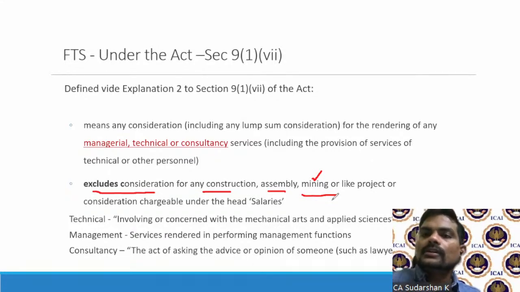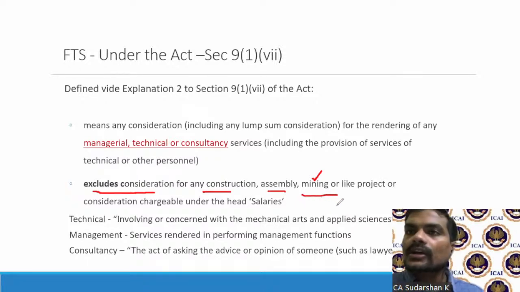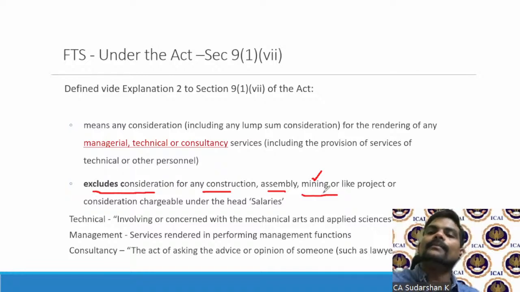So therefore, the reason for excluding construction, assembling, mining is that there has to be a physical presence. These are all things you cannot do remotely. Certain things cannot be done remotely. You have to be present. So therefore, this is a question of doing business in India. It's not the question of doing business with India. This is a question of coming and doing business in India. So therefore, this will not come under 917.